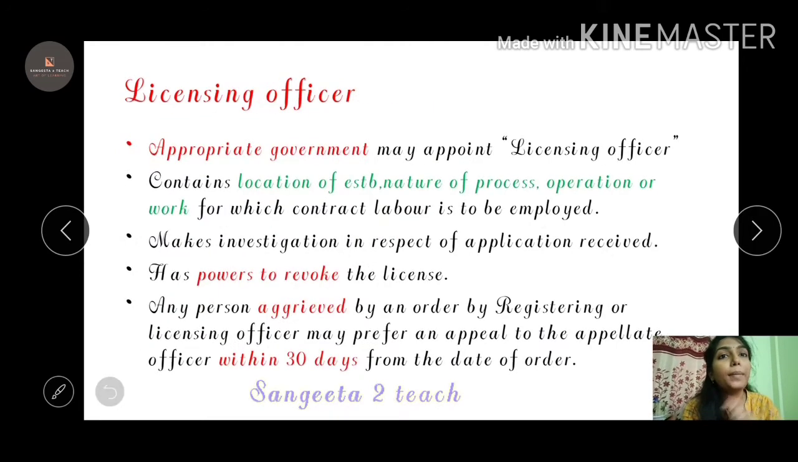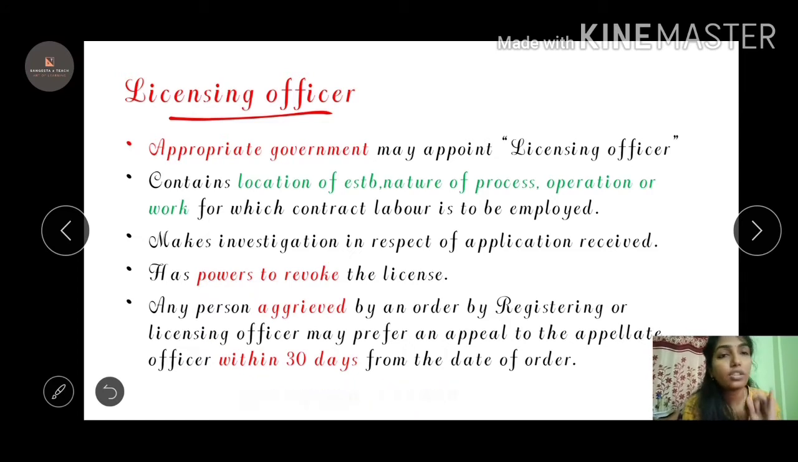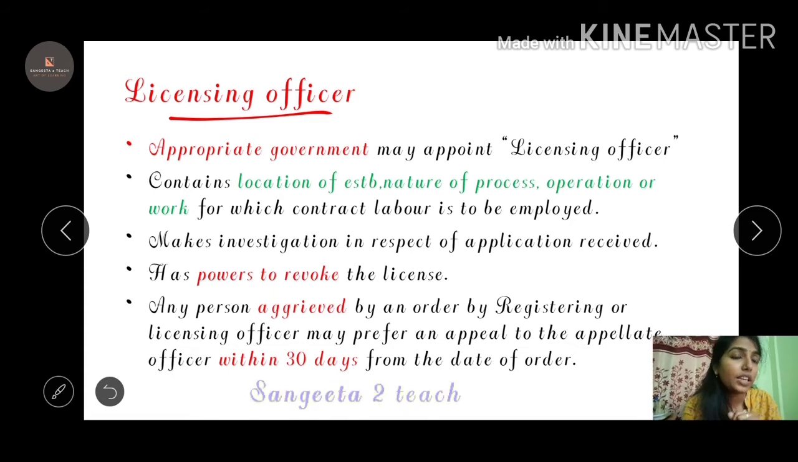Okay, coming to the next, the licensing officer. In any case, the registering officer or the licensing officer are appointed by the appropriate government. This is the basic thing. Okay, what does this licensing contain, or what happens in this licensing? You apply for that registration, right? The licensing officer will have all rights to investigate your application. He has powers to revoke the license as well.